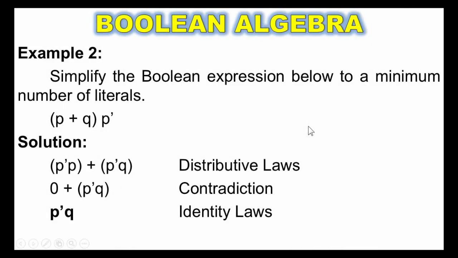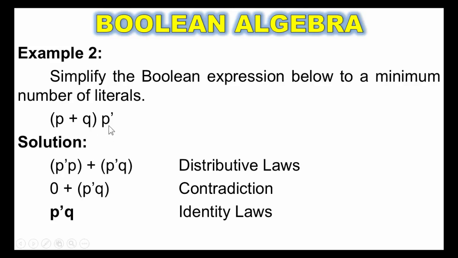Example number 2. Simplify the Boolean expression below to a minimum number of literals. Quantity P or Q and not of P. To simplify this Boolean expression, we first examine the Boolean expression from left to right. And then we can apply now distributive laws. We are going to distribute not of P among the terms P or Q.